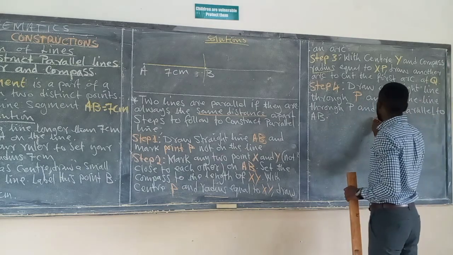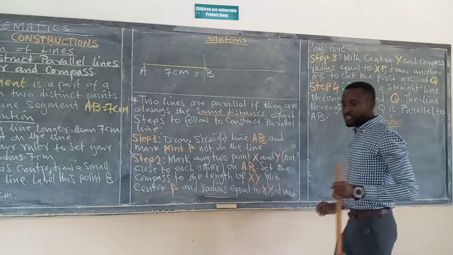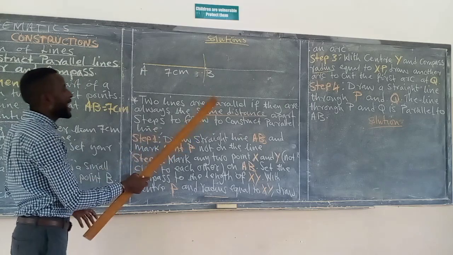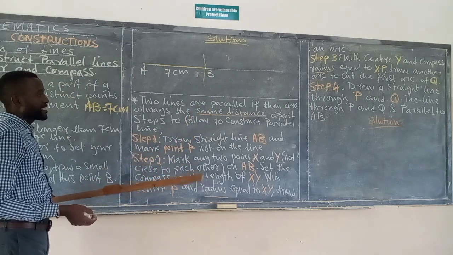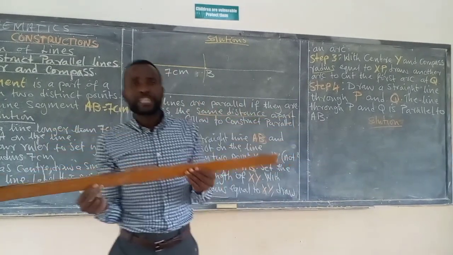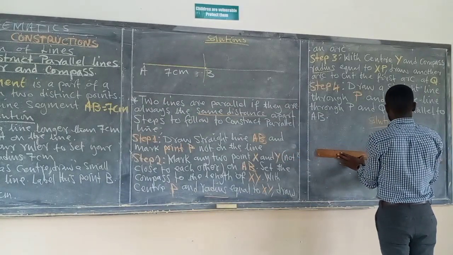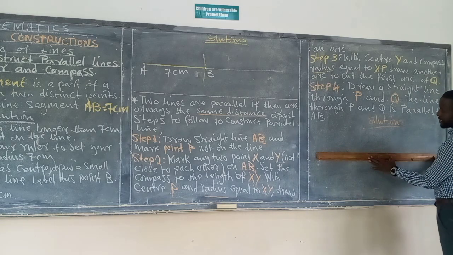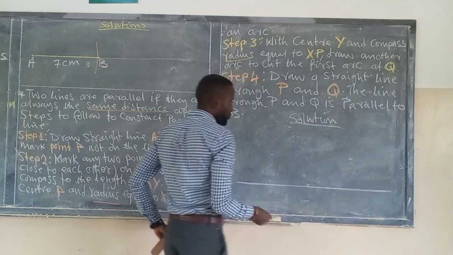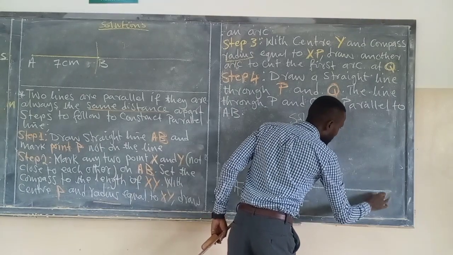So how do we do this? Solution. We start by drawing the line AB according to step 1: draw a line AB and mark P not on the line. There is no accurate measurement, so just draw the line of your choice. Do not use free hands on your paper or you are going to fail. This is my line AB.